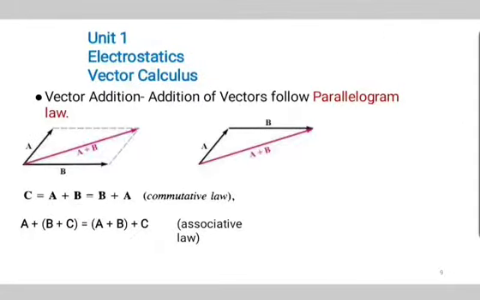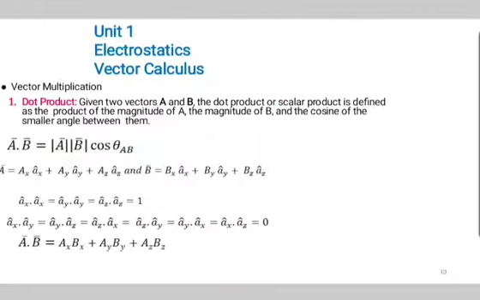Next is the vector addition, or we can say addition of vectors from the parallelogram law. So here C is A plus B, or we can say B plus A. This is commutative law. Associative law is that A plus in bracket B plus C, we can also write it as in bracket A plus B, plus C. This is associative law. Next is the vector multiplication.